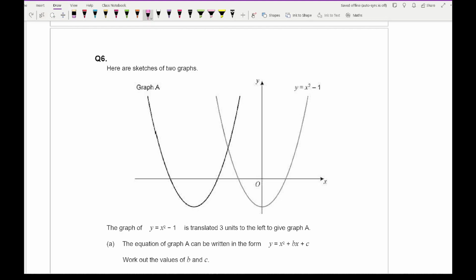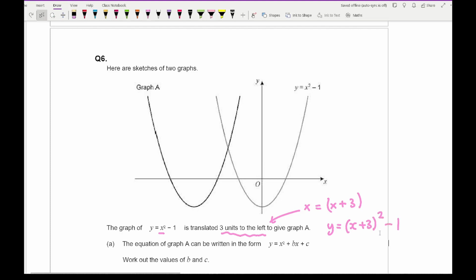So here what we've got is x squared minus 1, and this is going to be translated 3 units to the left. Now 3 units to the left means that we're going to change x with x plus 3. So what we're going to do is swap x in y equals x squared minus 1 with this instead. So the equation is going to be y equals, rather than using x, I'm going to use x plus 3 squared, take away 1.